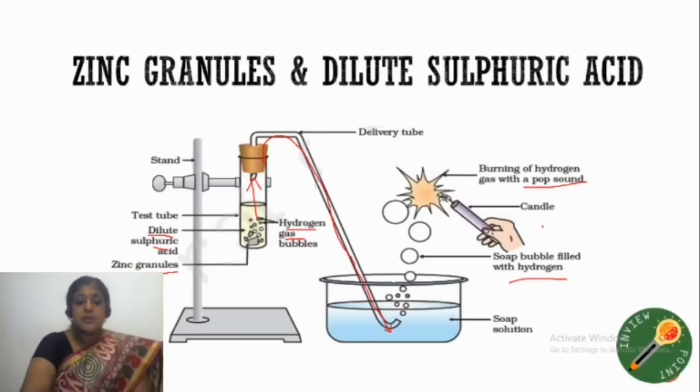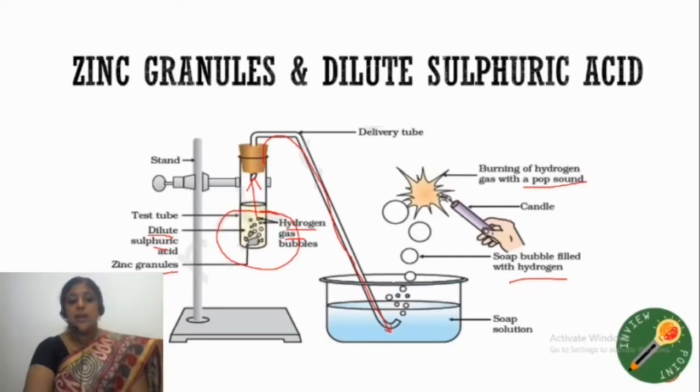So one observation is hydrogen gas evolves, right? Another observation is that if you touch the test tube, then you may feel it hot. That is, there is a rise in temperature. So these are the two observations when zinc granules react with dilute sulfuric acid or dilute hydrochloric acid. Is that clear, students?